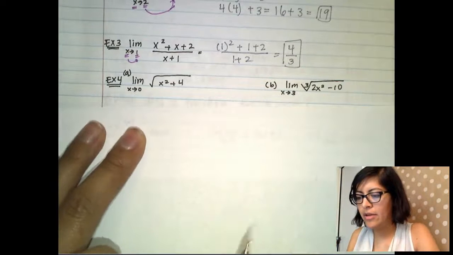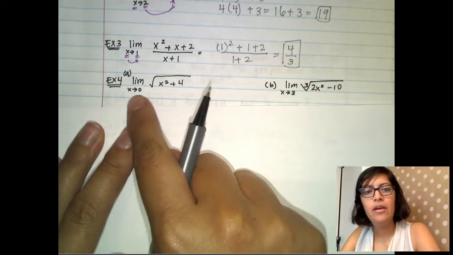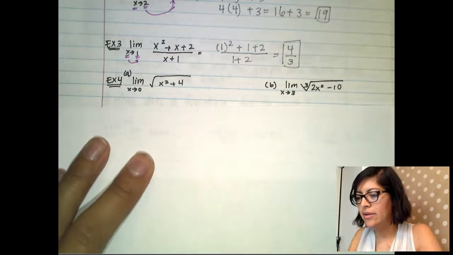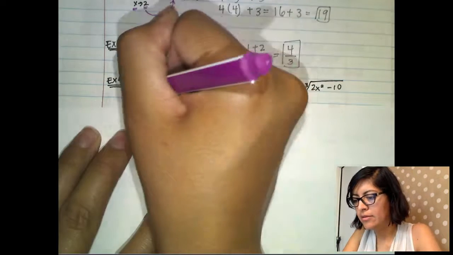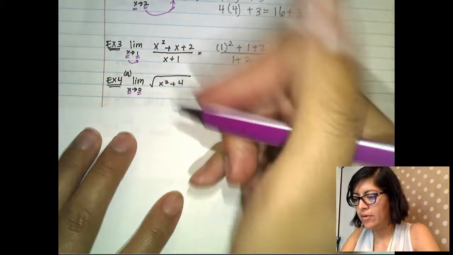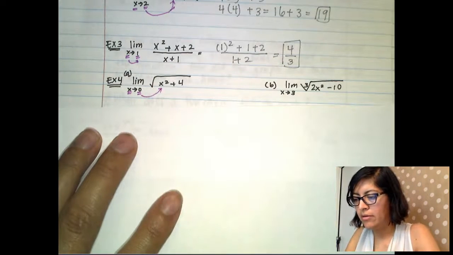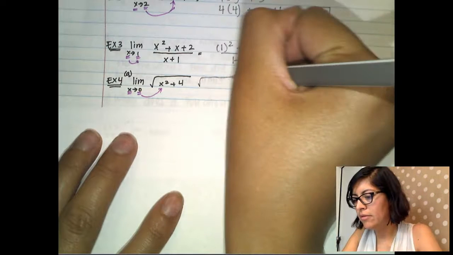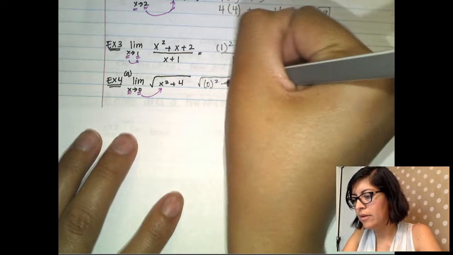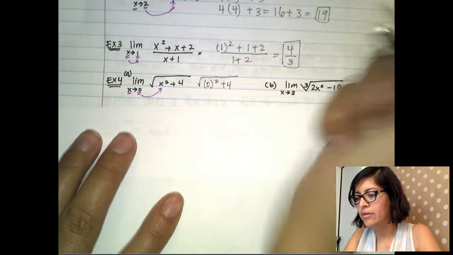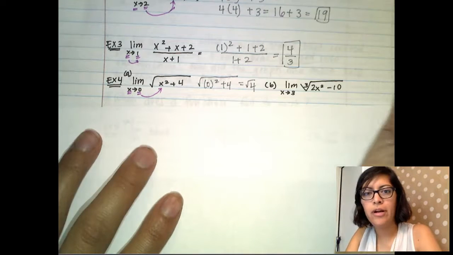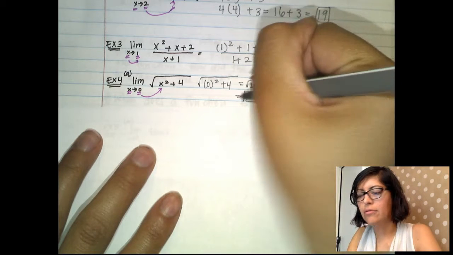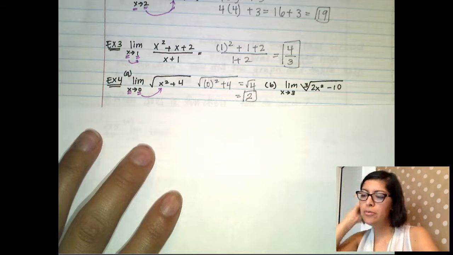Okay, so this one we have here as x approaches 0. So again, as long as nothing weird happens, we're going to plug it on in. So it's going to be the square root of 0 squared plus 4. Well, 0 squared is 0, and 0 plus 4 is 4, so the square root of 4, which is equal to 2. This one's 2.